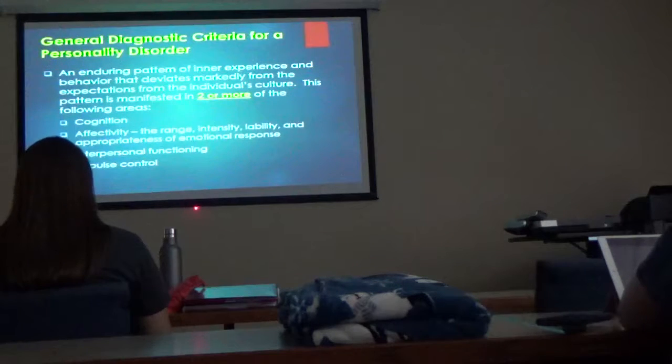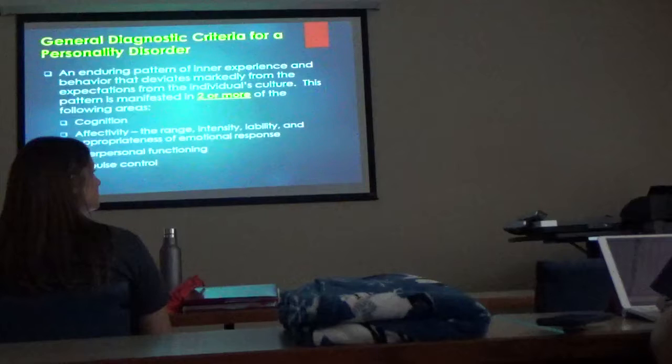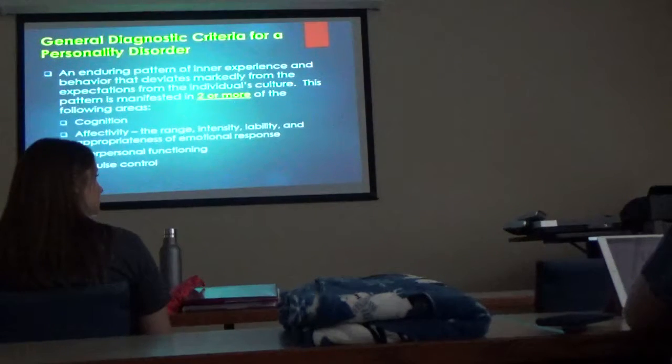But the pattern is manifested in two or more of the following areas: cognition, how they think and put facts together, how they process information; affectivity, that's the range, intensity, lability, and appropriateness of their emotional response, and again, that's highly culturally linked. Interpersonal functioning, how you get along with other people; and then impulse control. There are cultures where impulse control is not as strong as it is in, I'd say, white Anglo-Saxon culture, where it's more tightly controlled. But there are other cultures that are much more expressive, expansive, and they will say things and do things fairly reactively in a way that we would go, my goodness, that's too much. But that's not too much for that culture.